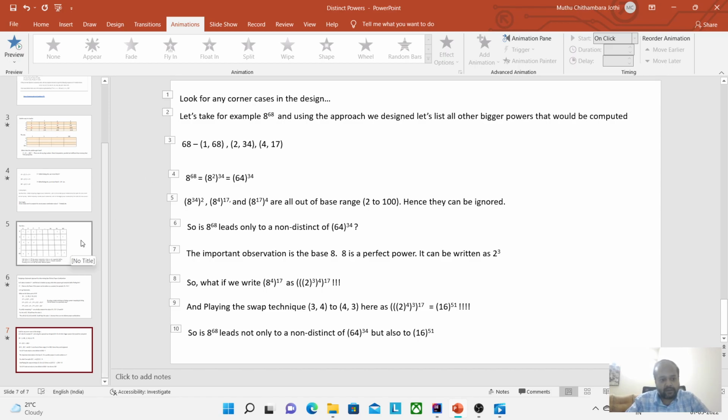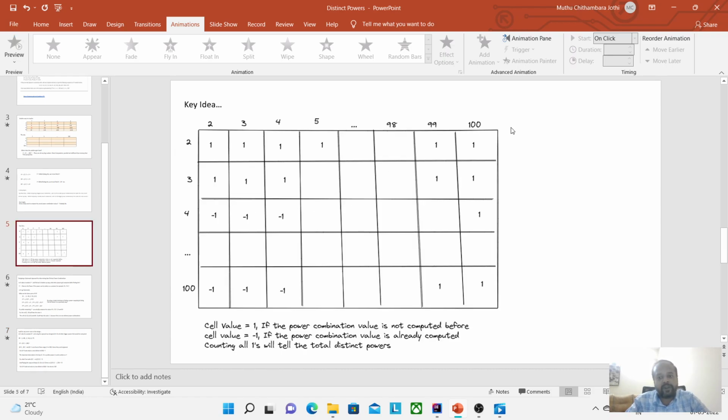And this technique of encoding it with 1 and -1, actually if you look at it, we are not even finding the value of what is 8 power 68, but the only thing we are finding out is whether 8 power 68 is to be computed, or if it is computed by some other smaller powers. That's what we are finding, and just putting a 1 and -1, which means this approach is going to be scalable for any range, right?